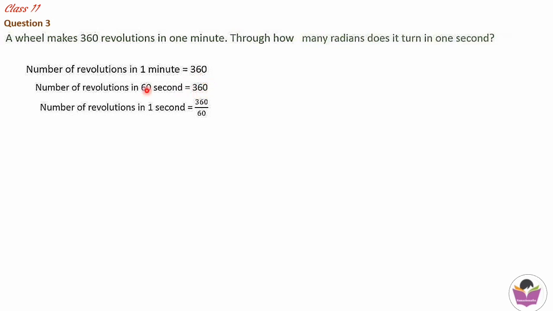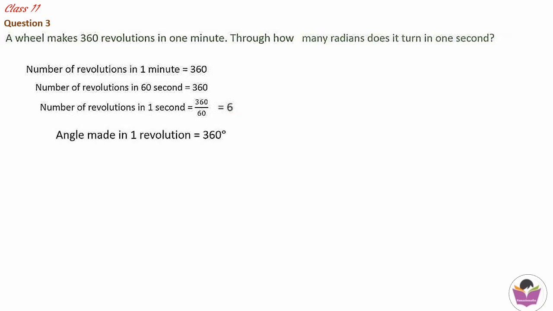From 60, if you want to convert it into 1, just take the 60 to the right side. That's all. That is division. So the number of revolutions in 1 second is 360 by 60. 360 by 60, it is quite familiar for us. It is 6. Means in 1 second, it makes 6 revolutions. 6 times it is rotating.